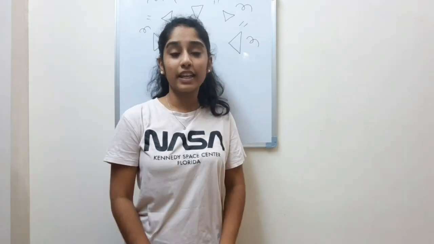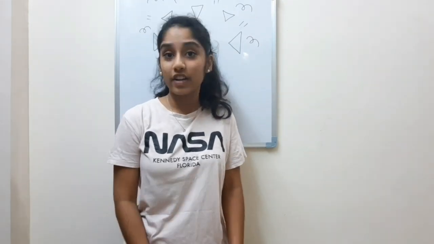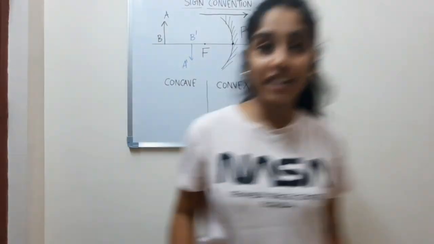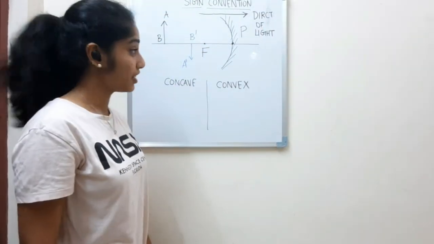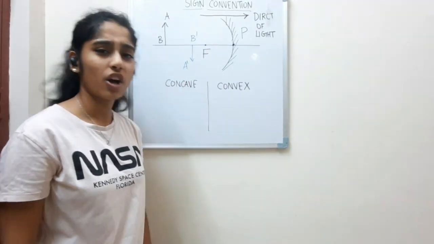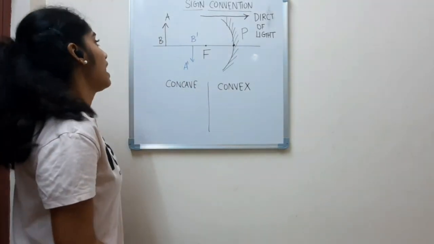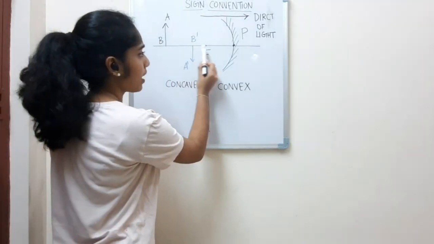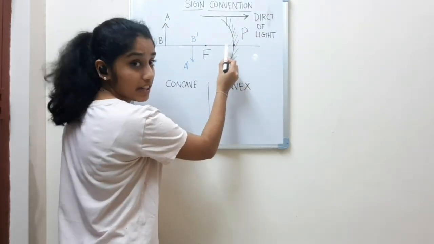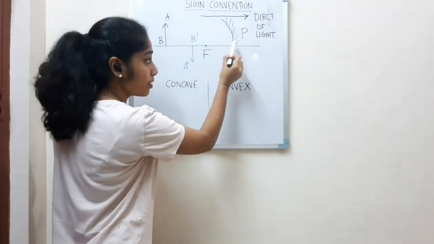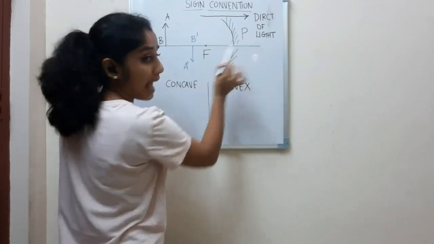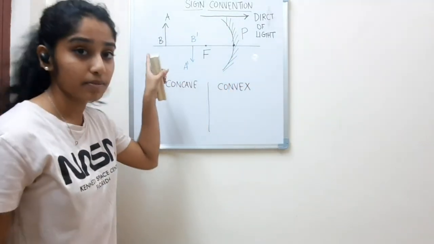And today we'll be looking at the sign convention for spherical mirrors and lenses. So I'll be starting off with the sign convention for spherical mirrors. As you can see, I've taken a concave mirror first. And this horizontal line passing through the pole of this mirror, the pole is the center of the mirror, is called the principal axis. And here F is the principal focus.